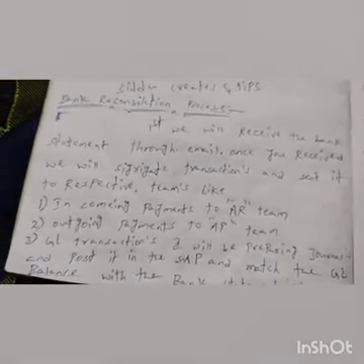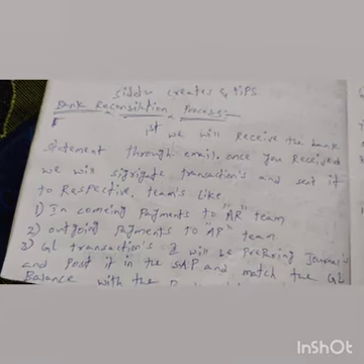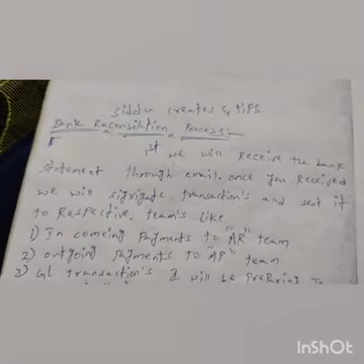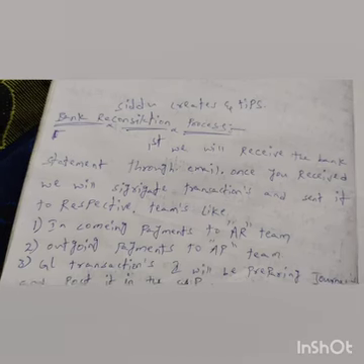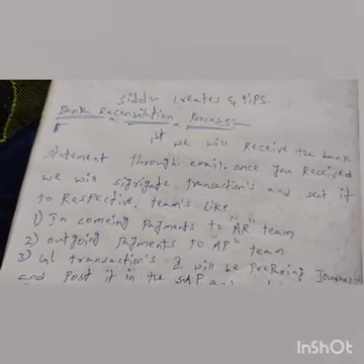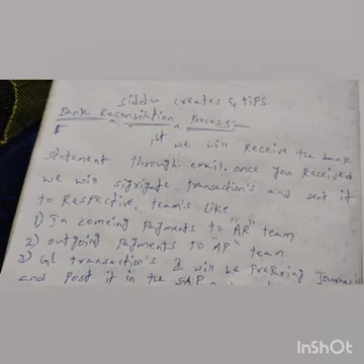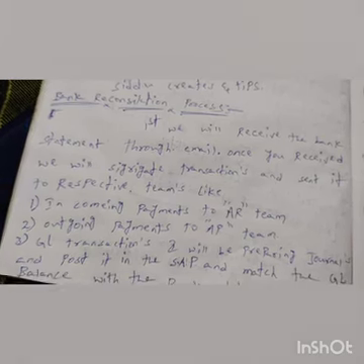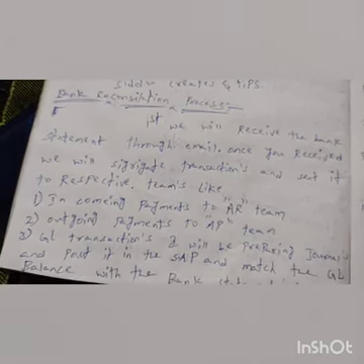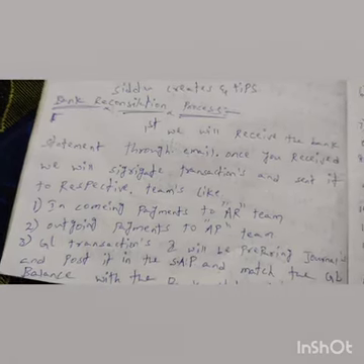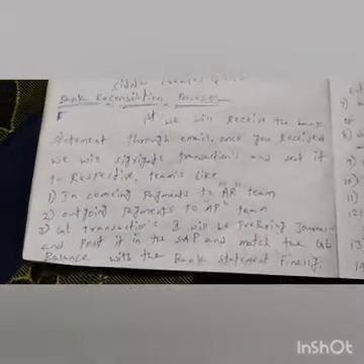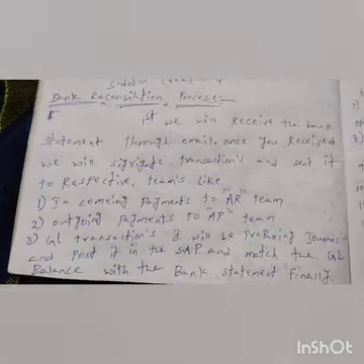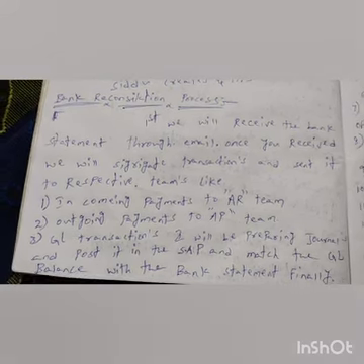First, we will receive the bank statement through email. Once we receive it, we will segregate the transactions and send them to the respective teams: incoming payments to the AR team, outgoing payments to the AP team, and for GL transactions, I will prepare journals and post them in SAP. Lastly, match the GL balance with the bank statement. Finally, this is the bank reconciliation.